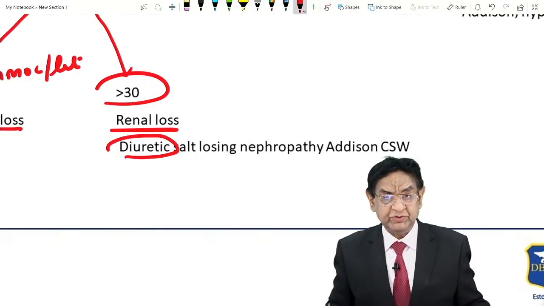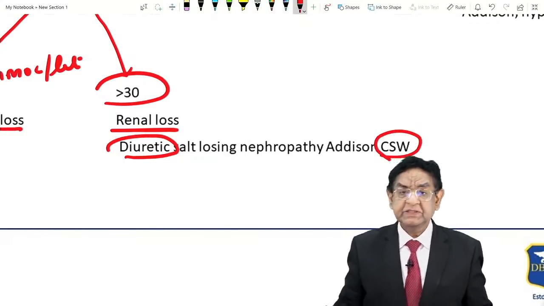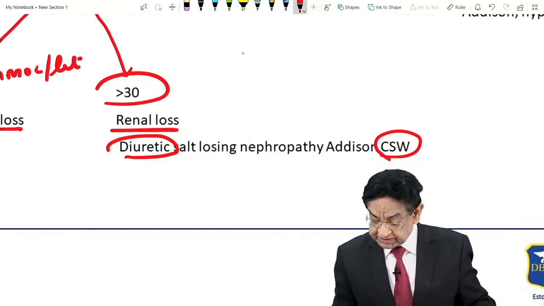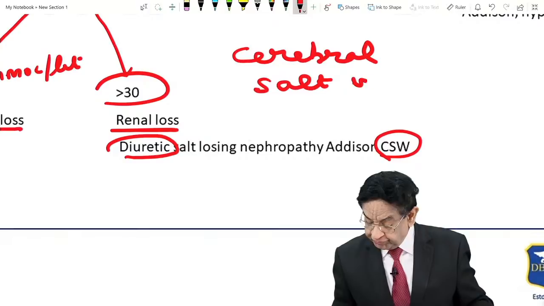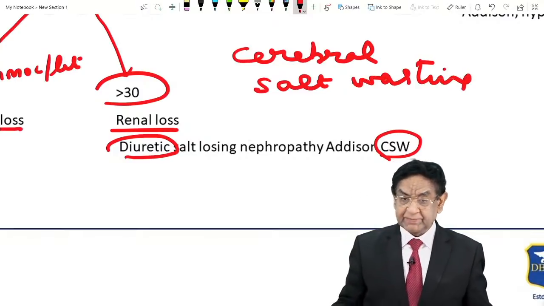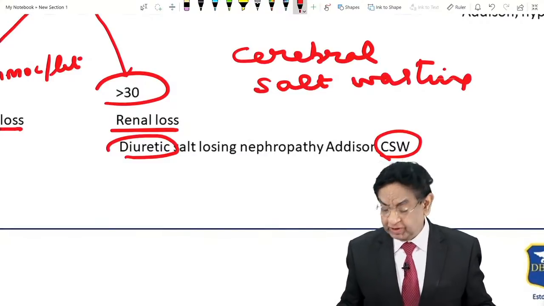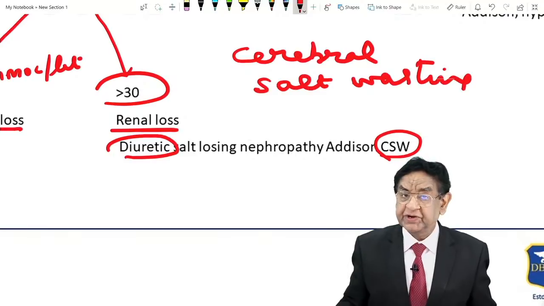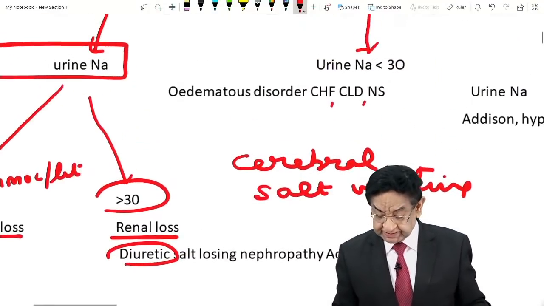We use furosemide. And there is one thing called CSW. It is cerebral salt wasting syndrome. About this I'll be talking in great detail, but just now, in cerebral salt wasting syndrome, what we call as CSW, there is a renal loss, the urine sodium will be more than 30. Is it clear to you? Yes.